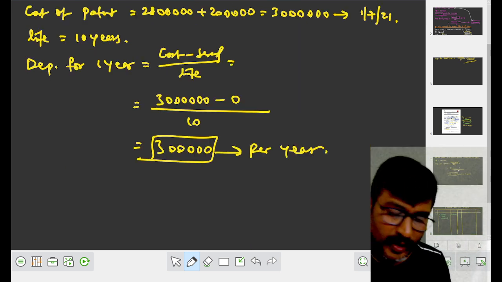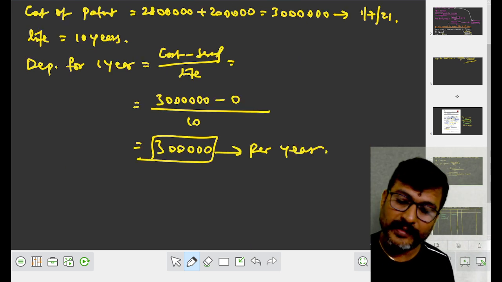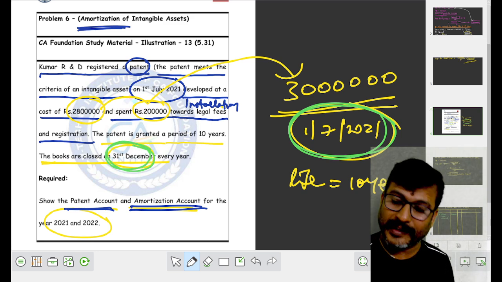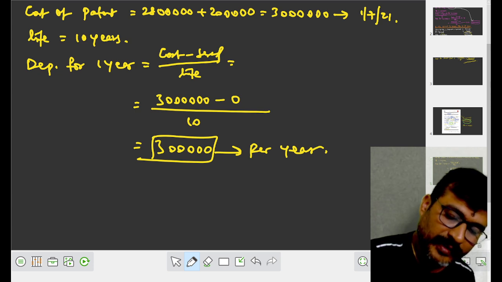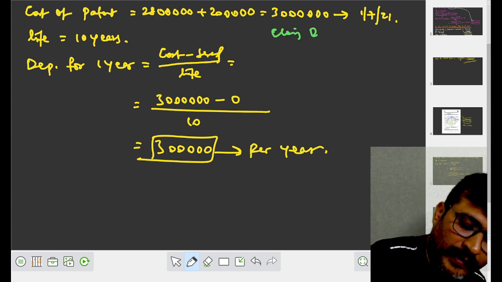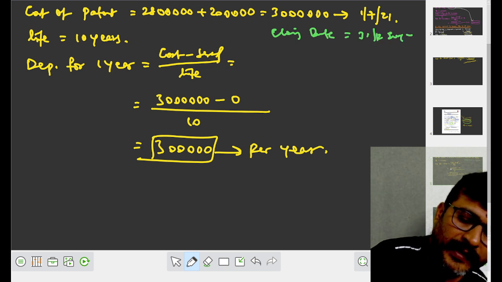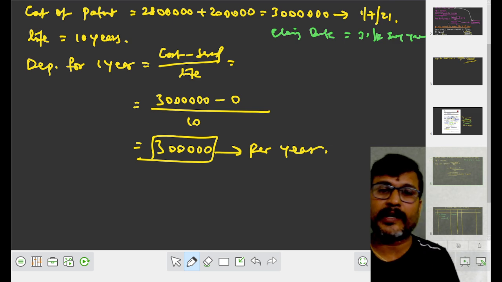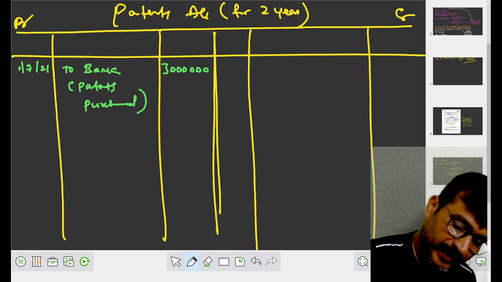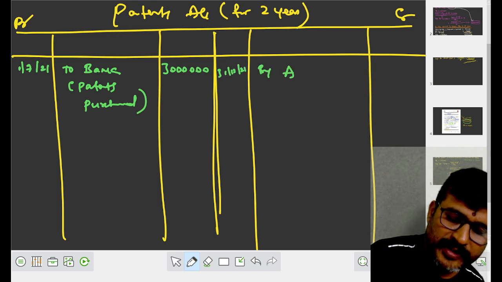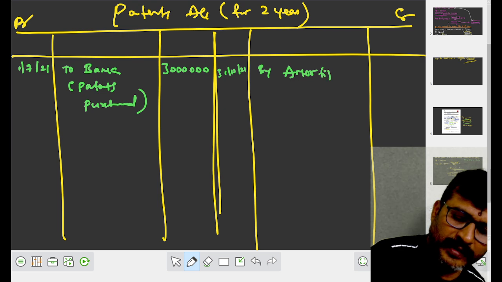When the accounts are closed? Accounts are closed on, see here, 31st December. Even you can mention, closing date is 31st December every year. When the accounts are closed? 31st December. By, instead of writing depreciation, we have to write amortization account.